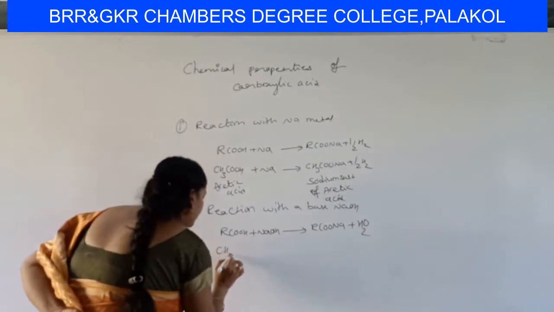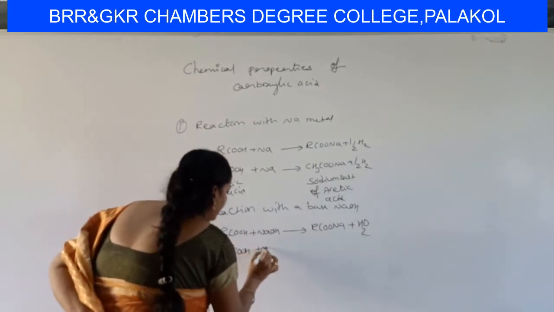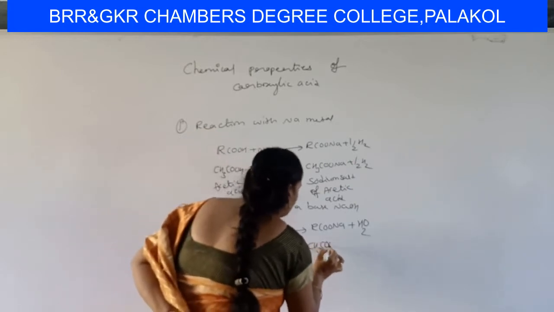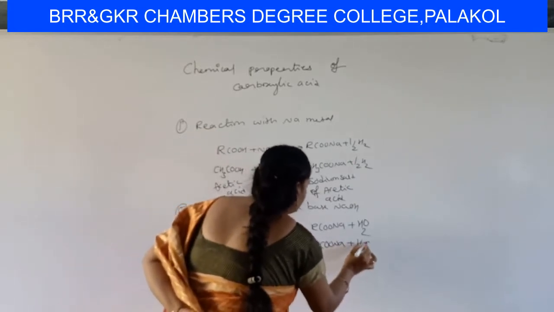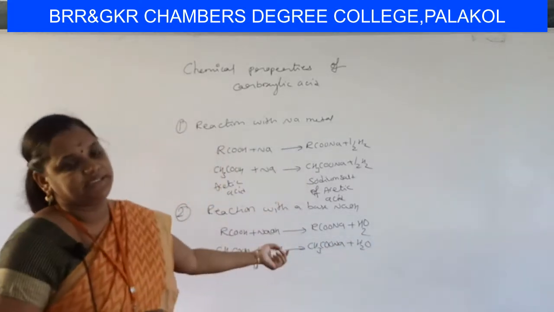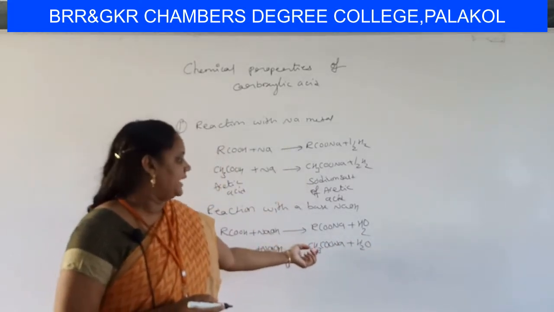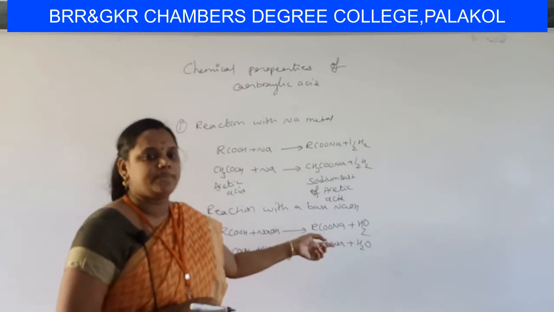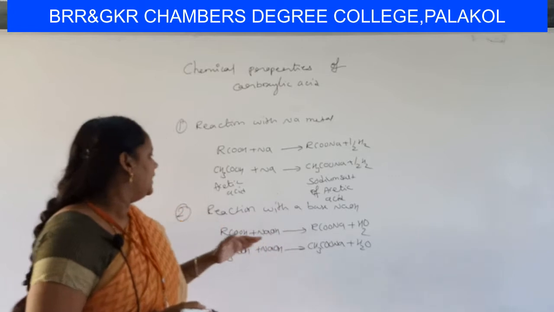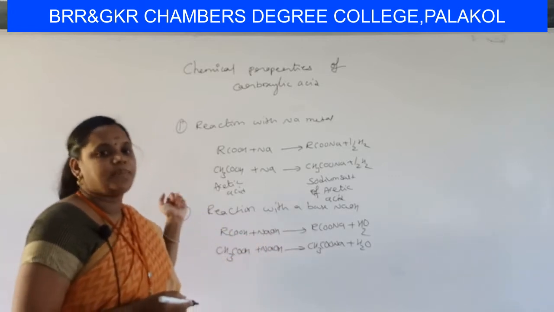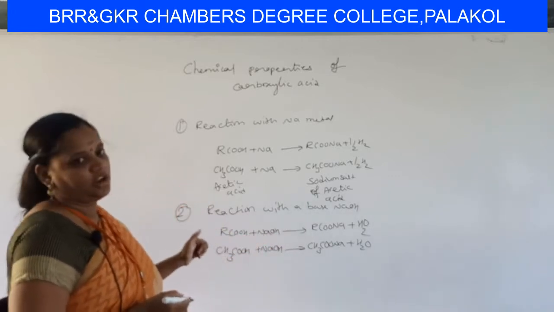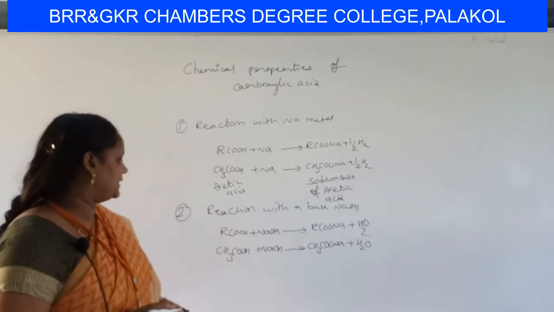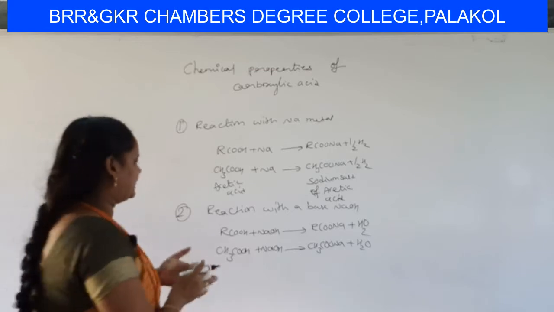For example, if you take acetic acid and add NaOH, you will get CH3COONa plus H2O. Sodium acetate again. We can simply call it sodium acetate or sodium salt of acetic acid. This is about the second chemical property of carboxylic acids. Now let us move into the next.